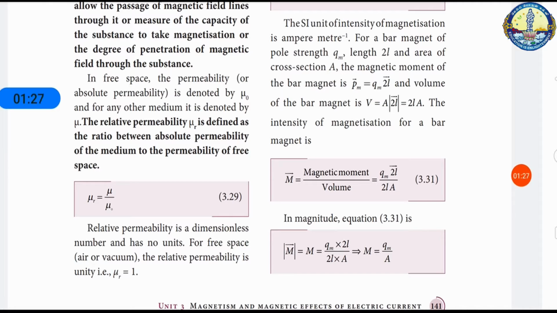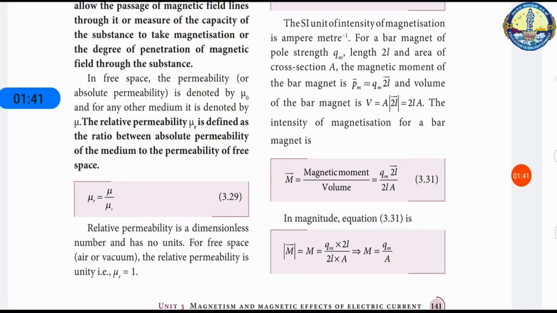So the relative permeability is a dimensionless number and it has no units. For free space, that is air or vacuum, the relative permeability is unity, that is mu r is equal to 1.